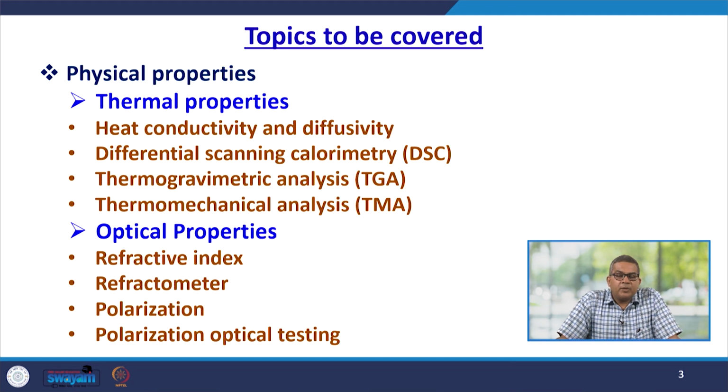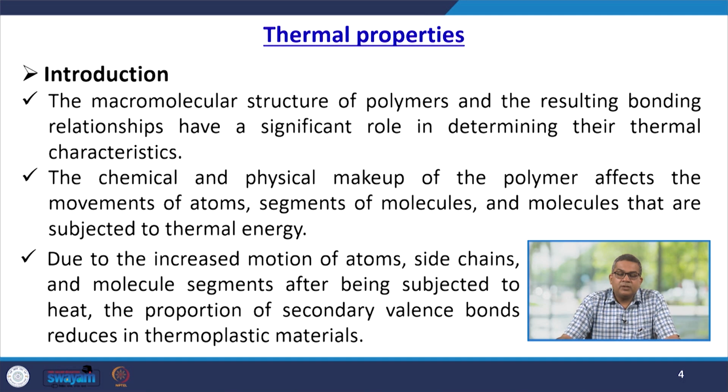In this particular segment, we are going to discuss the physical properties, the thermal properties like heat conductivity and diffusivity. We will discuss differential scanning calorimetry (DSC), thermogravimetric analysis (TGA), and thermomechanical analysis (TMA). Apart from this, we will discuss the optical properties like refractive index, refractometer, polarization, and optical testing. All this we are going to cover in this particular segment. So, let us start with the thermal properties.